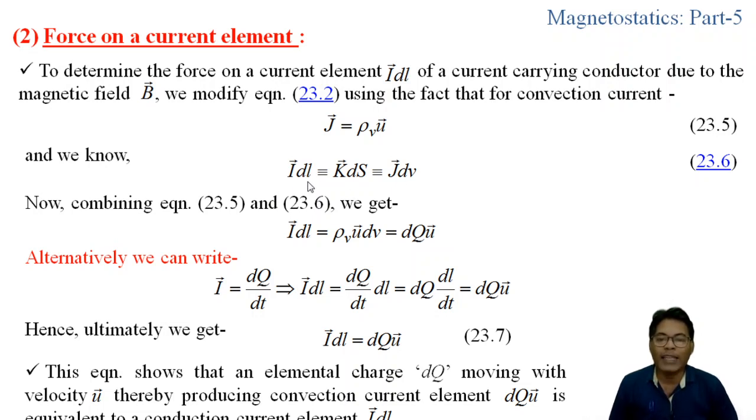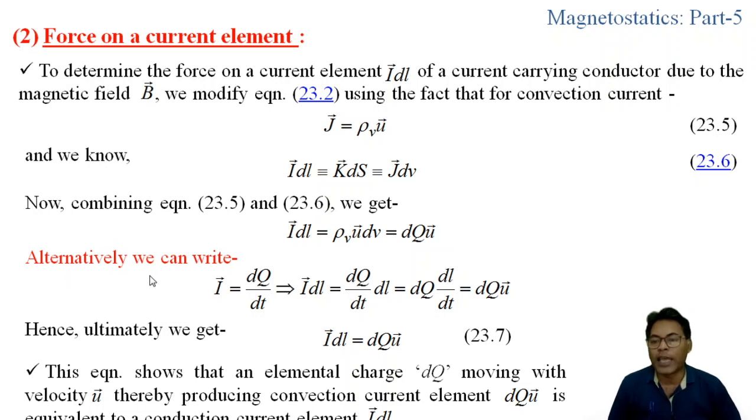Now this I dl can be written as I dl equals J dv. Here J is replaced by rho v into u, so rho v into u into dv. Now rho v into dv is the charge dq which we can have within the current element or the elemental length dl. So I dl can be written as dq into u.